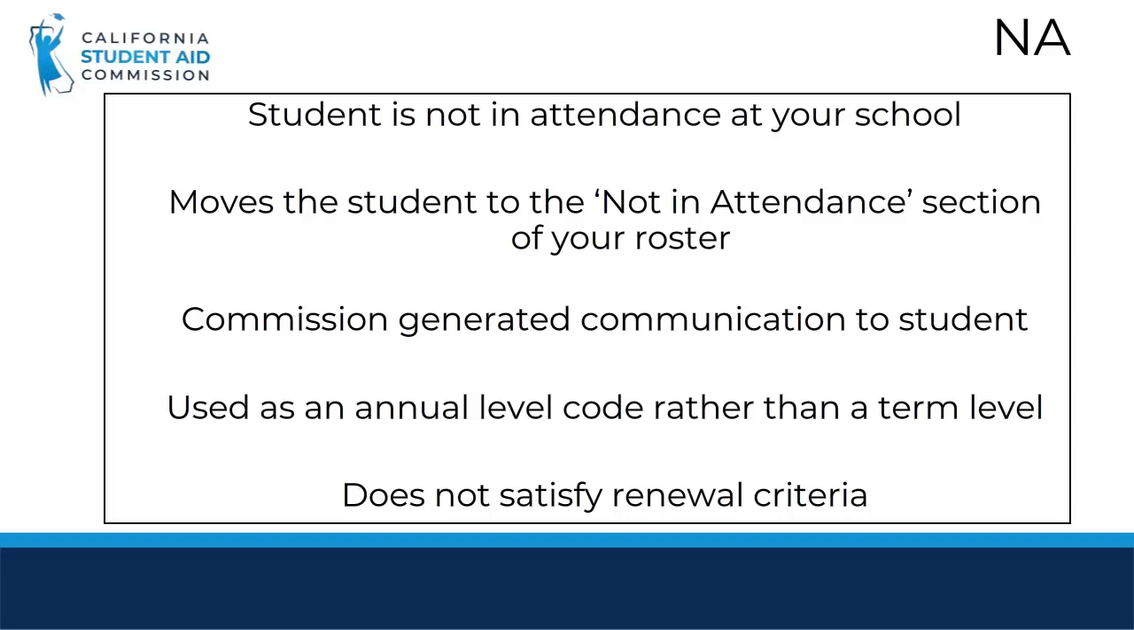This will also create a notification from the Commission to the student, letting the student know that the school we have on file has reported that they are not in attendance, and that if they are attending elsewhere, they will need to report a school change. This code is an annual level code, meaning that once any other code is used, this code will become unavailable. This code does not satisfy renewal criteria.